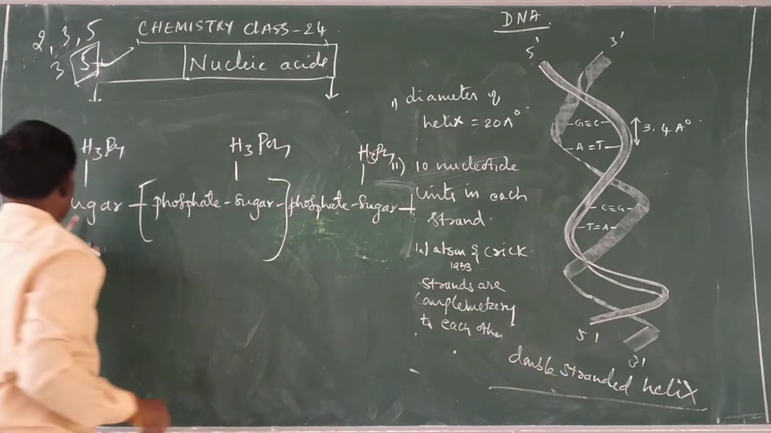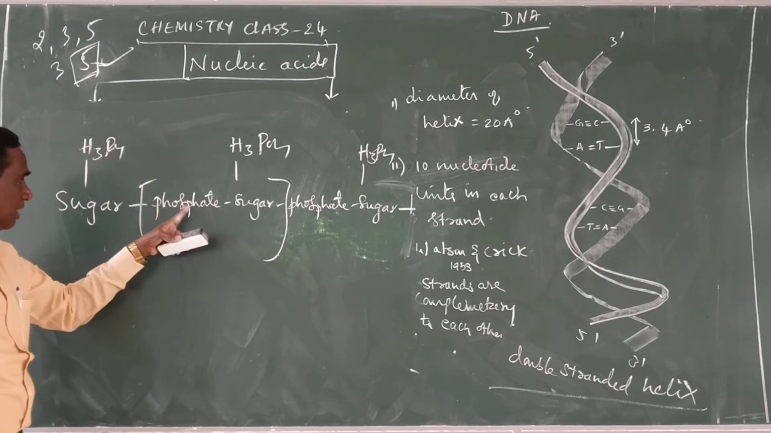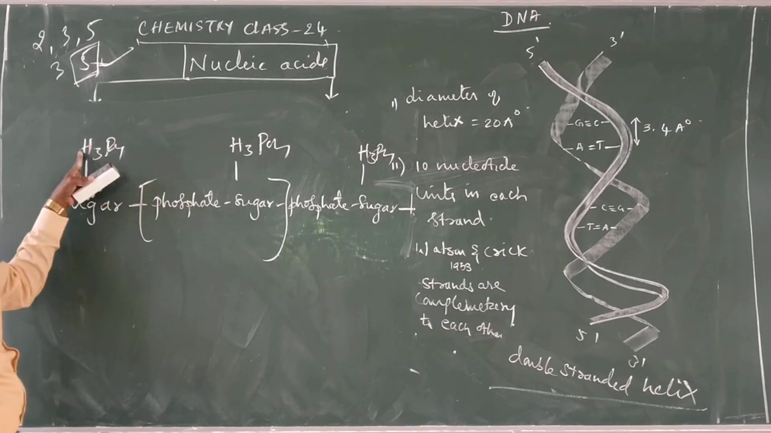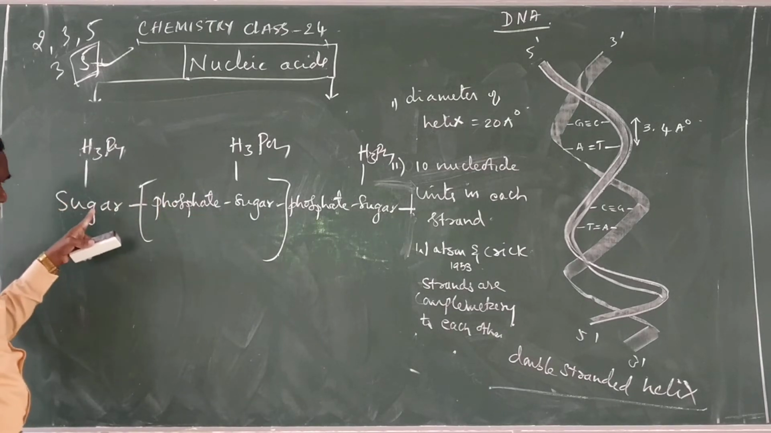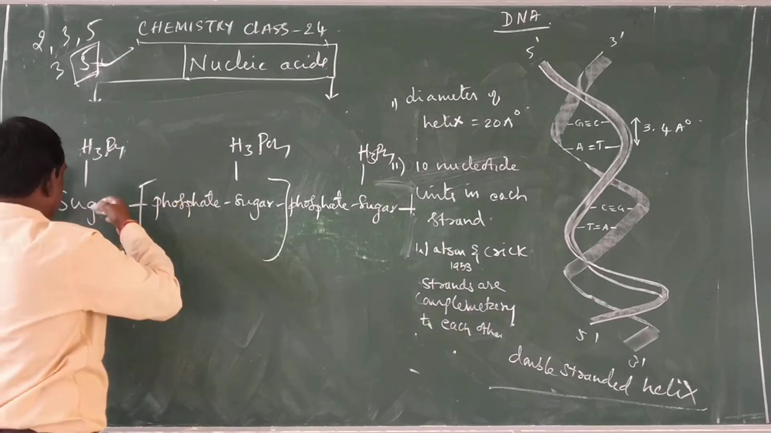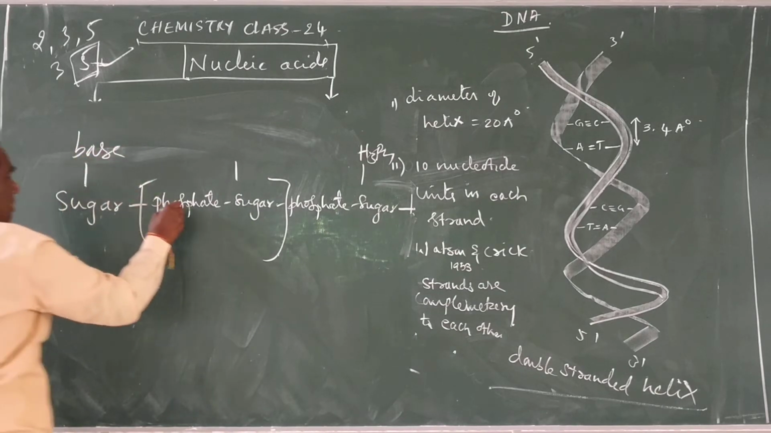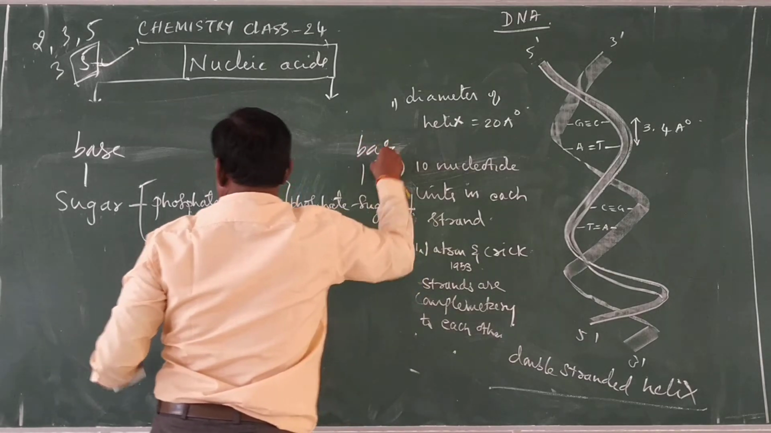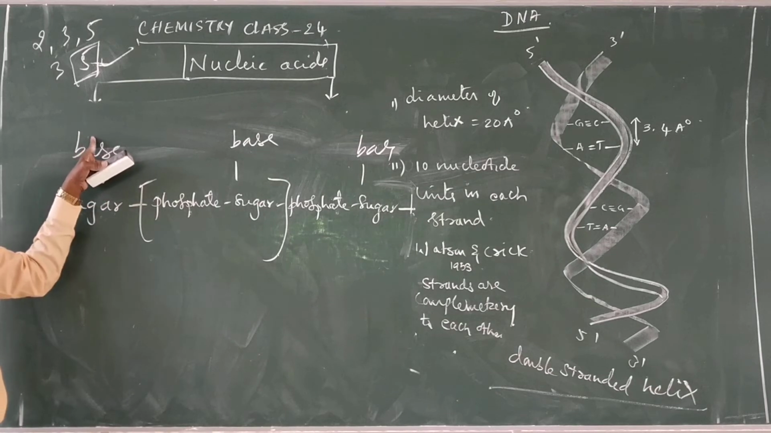So that means sugar, phosphoric acid molecule with phosphoric acid molecule, sugar, this one is H3PO4, and you will be getting the H3PO4 molecule added to the sugar. And here you have to write base, that is base, phosphate, base. That means sugar, phosphate, and to the sugar you see the base is linked.